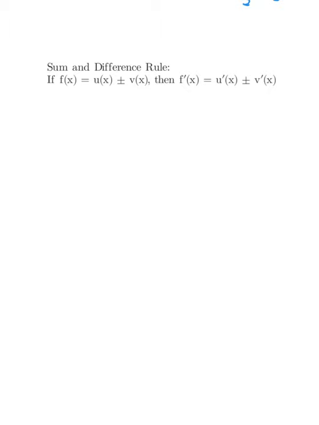Our sum and difference rule tells us if we have some given function that is made up of individual functions u and v that are being added or subtracted, then the derivative of the entire function is the same thing as doing the derivative of each term.